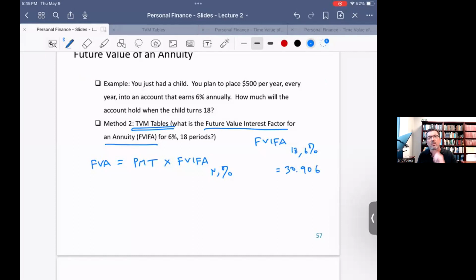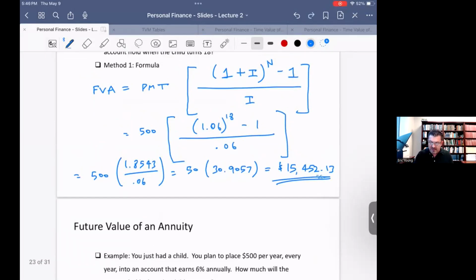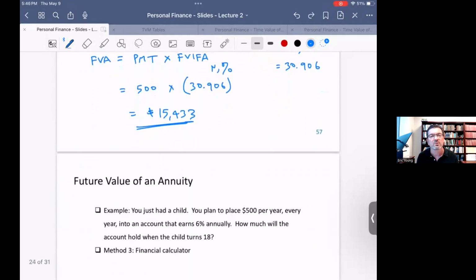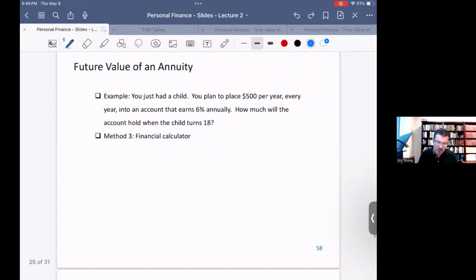But we're not putting in $1, we're putting in 500. So we multiply the 500 PMT times the 30.906, and we're going to get 15,453. Notice again, we have 30.906 right there. That's basically the shorthand of this beast of an equation up there. So we can always use our tables to really shorten, make it easier, really easy to solve. Okay. And then finally, we can do a calculator as well if we chose.